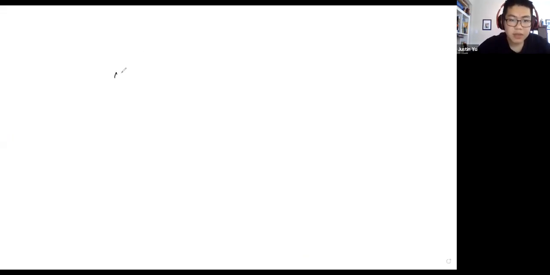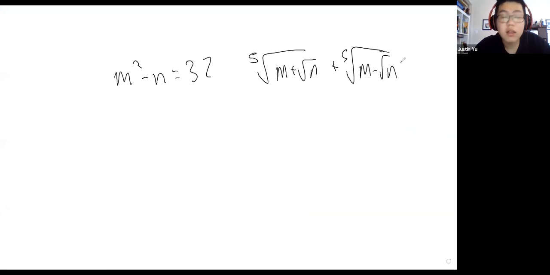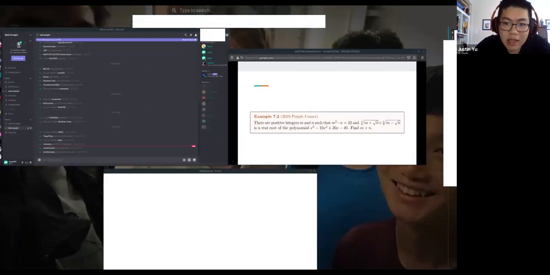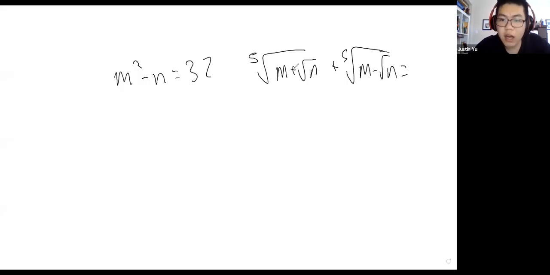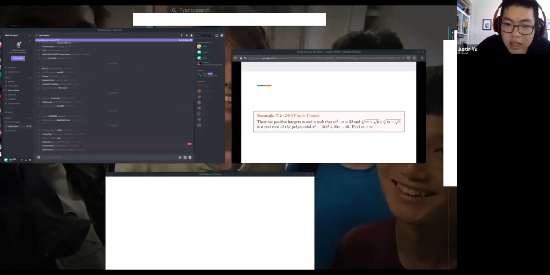Okay, so we're given m squared minus n equals 32, and the 5th root of (m plus root n) plus the 5th root of (m minus root n). Yep, we have, oh, it's a root of this polynomial: x to the 5th minus 10x to the 4th, 10x cubed.